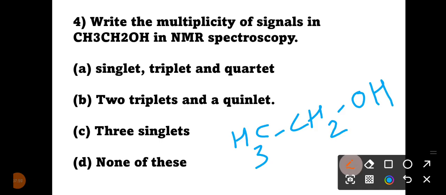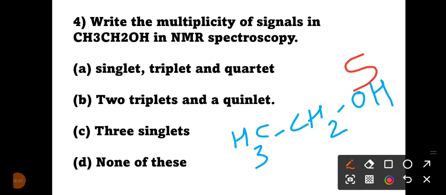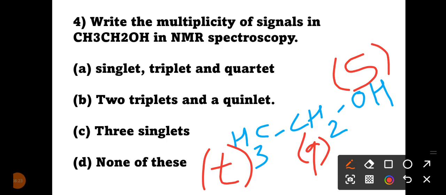Right. So this OH gives a singlet, right? Here the CH2 is giving a quartet, because on the adjacent carbon there are 3 hydrogens. So by the n plus 1 rule, it is a quartet. Similarly, the CH3 is giving a triplet. That means triplet, quartet and singlet.